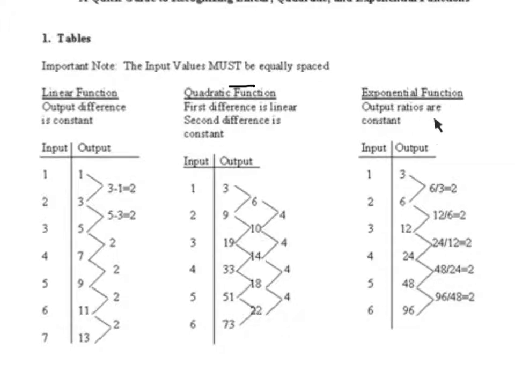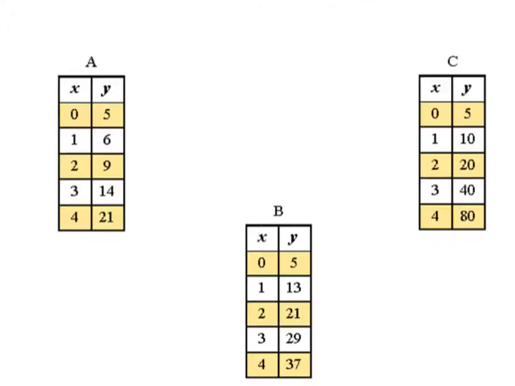Now, for exponential function, the output ratios are constant. So in other words, if you took 6 divided by 3, that would be 2. 12 divided by 6 is 2. 24 divided by 12 is 2. 48 divided by 24, and so on and so forth. Then the ratio would be a constant value. Okay, so this is how you can tell from a table. So let's try one over here. We have it on the next screen.